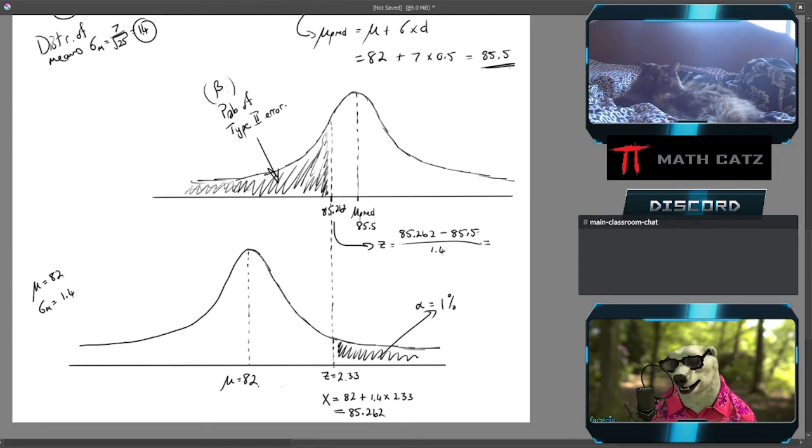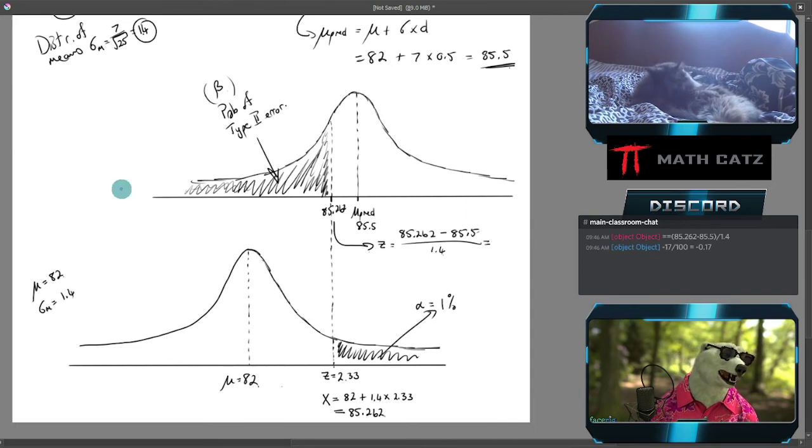So let's see what we get. We're calculating 85.262 minus 85.5. It's very slight, but there is a gap. I'm exaggerating it on my diagram, of course, so it's easier to work with. And we get negative 0.17. I didn't expect it to be huge because they're so close together.